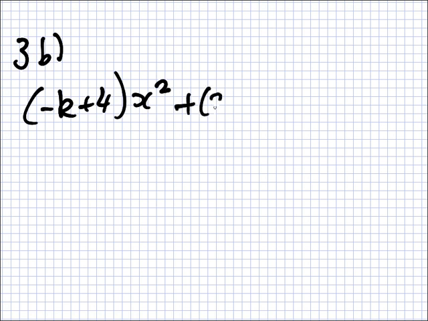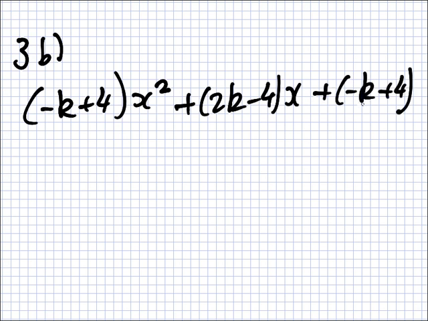Doesn't matter. I shall do 3b as an example. 3a and 3b are the same type of problem. They both have one distinct root. In fact, there's very little difference between them. So let's just do 3b since it was a homework question. I said minus k plus 4 x squared plus 2k minus 4 x plus minus k plus 4 has one distinct real root. What is the discriminant?